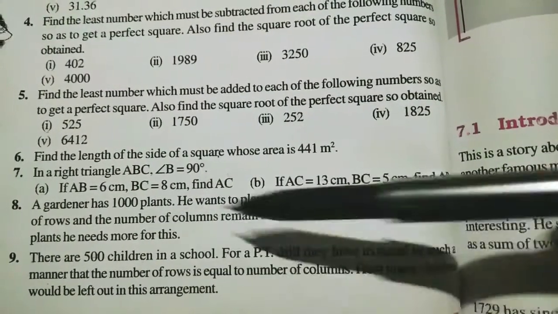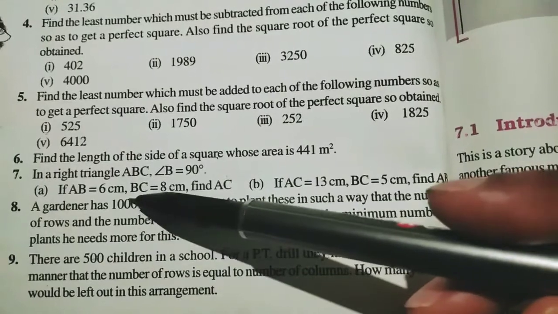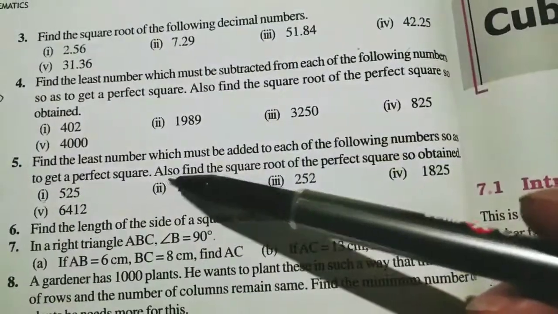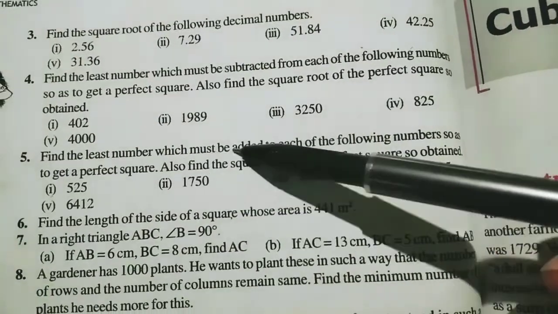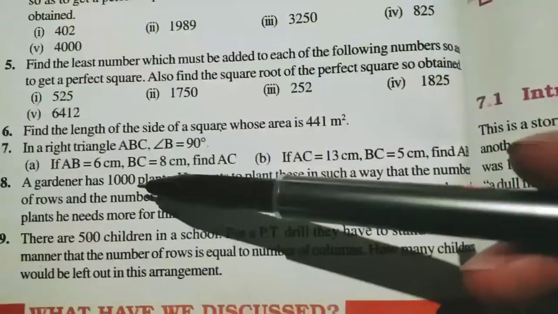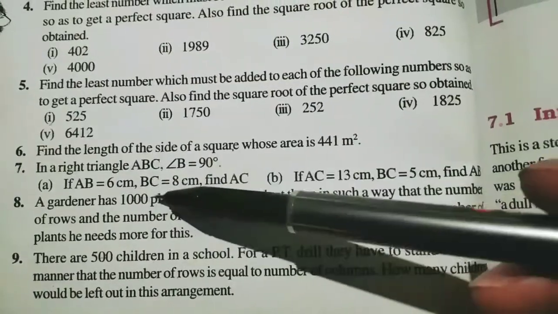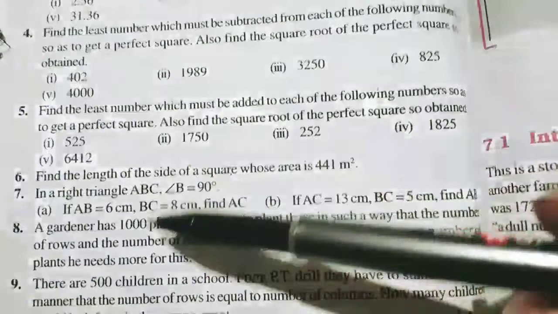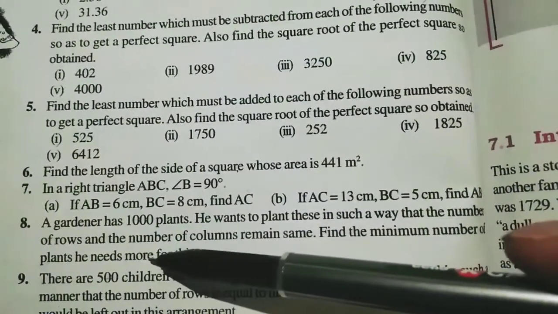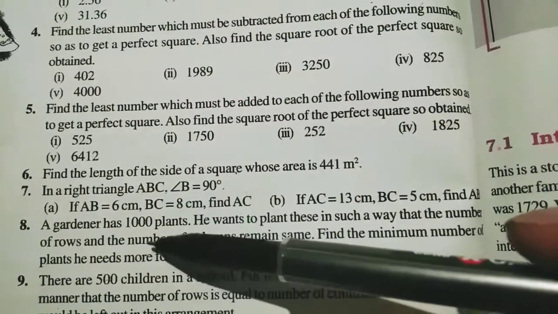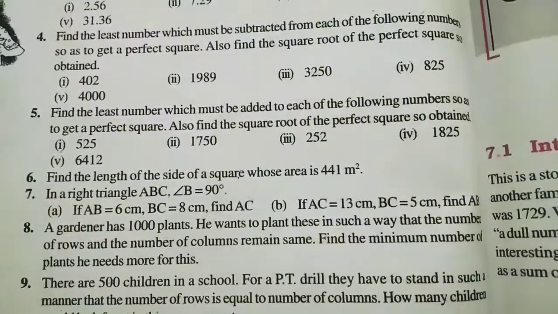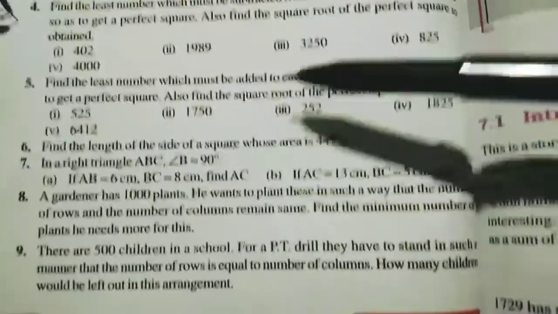Okay, so you have to find the least number which must be added to this number to get a perfect square. That means this question is the same as question number 5. So here also question number 8 is the same. You have to do this question number 8 the same as question number 5, because here the question is how many plants he needs more. More means addition, add. Understood? So try this by yourself.